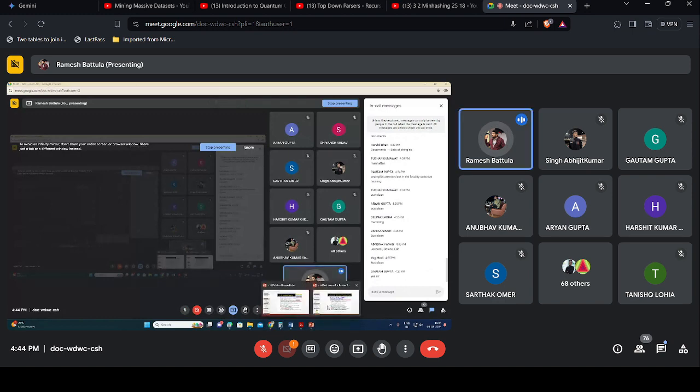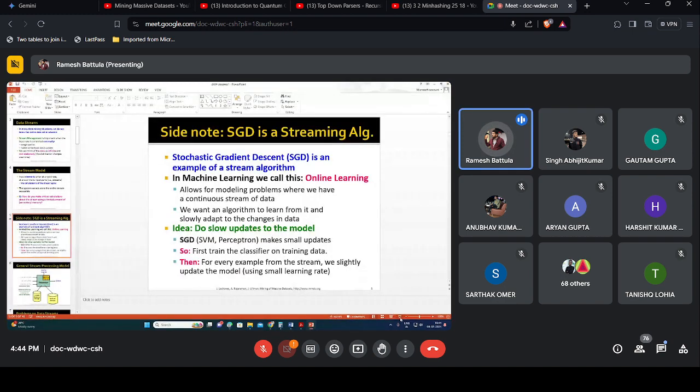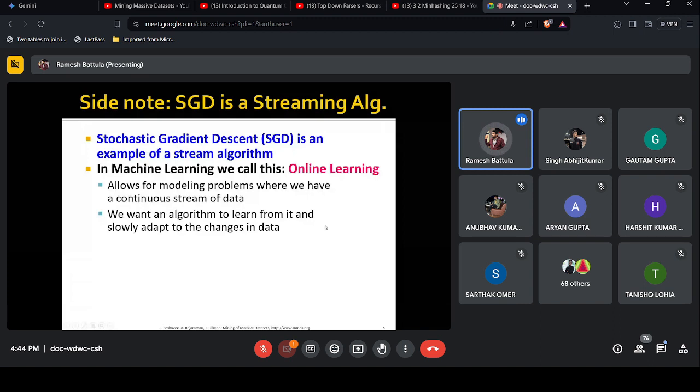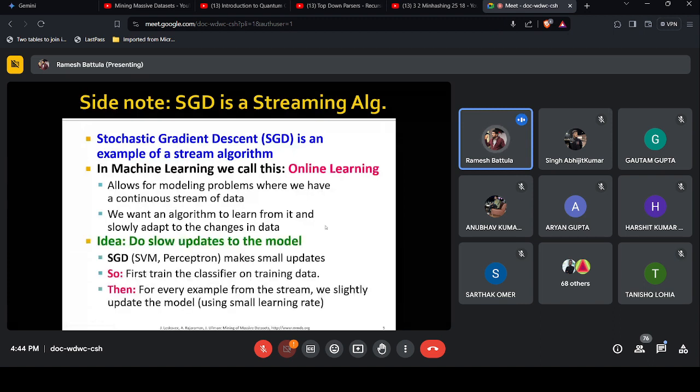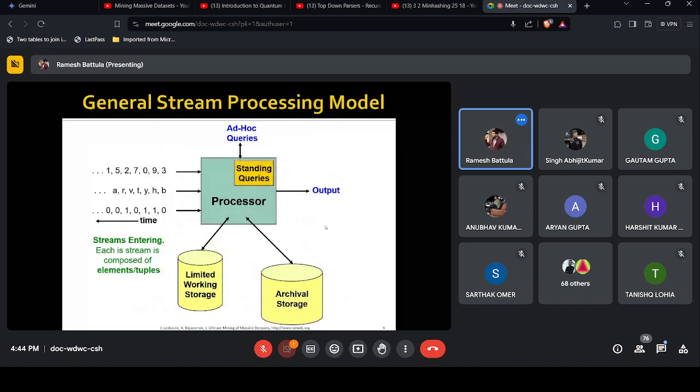Okay, so here you can understand stochastic gradient is used after that. This SVM, SGD SVM cluster makes all small updates. First, train on the cluster of training data. Then, for every example from the stream, we slightly update the model in such a way that we are going to use a small learning rate. The general stream processing model is going to be this one.